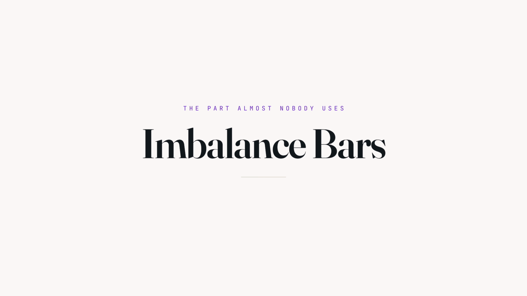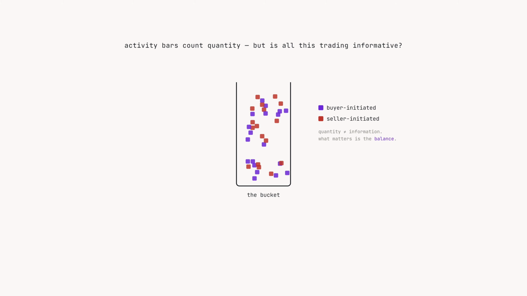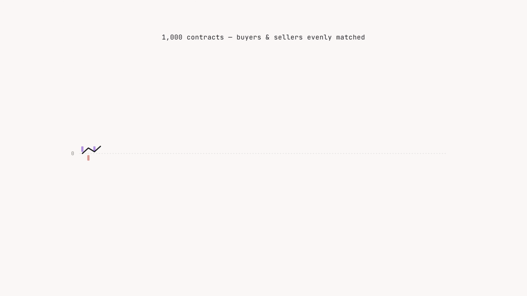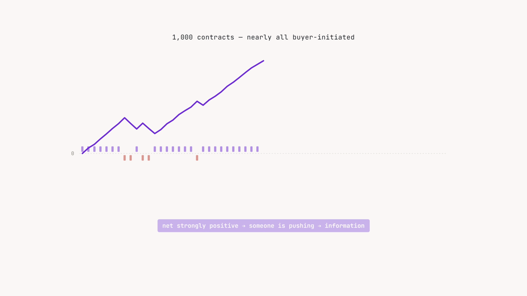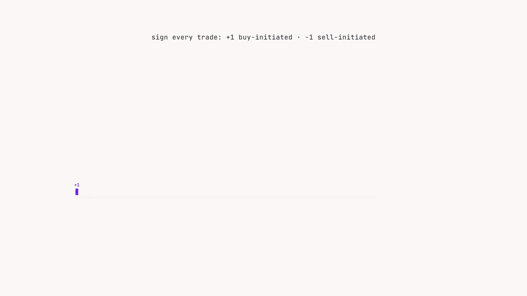Now, the part almost nobody in retail uses, and the part that should interest you most. Activity bars sample when a fixed amount of trading has happened, but not all trading carries information. 1,000 contracts that net to 0, buyers and sellers evenly matched, tells you the market is balanced, in equilibrium. 1,000 contracts that are nearly all buyer-initiated tells you something completely different. Someone is pushing. Imbalance bars sample on that.